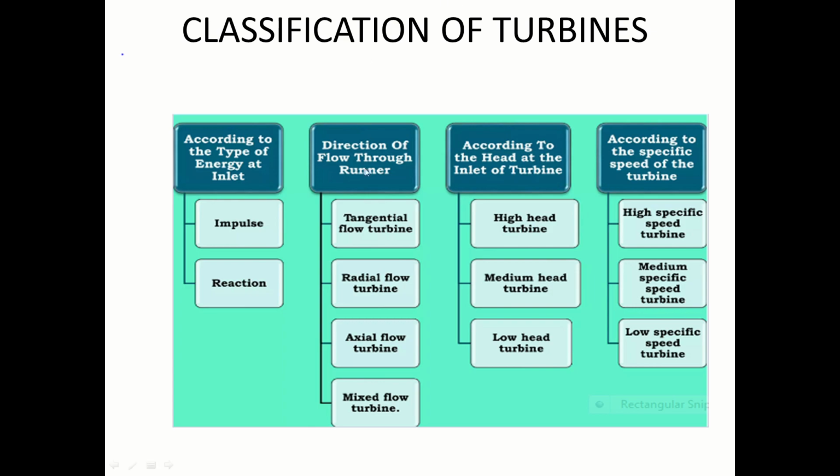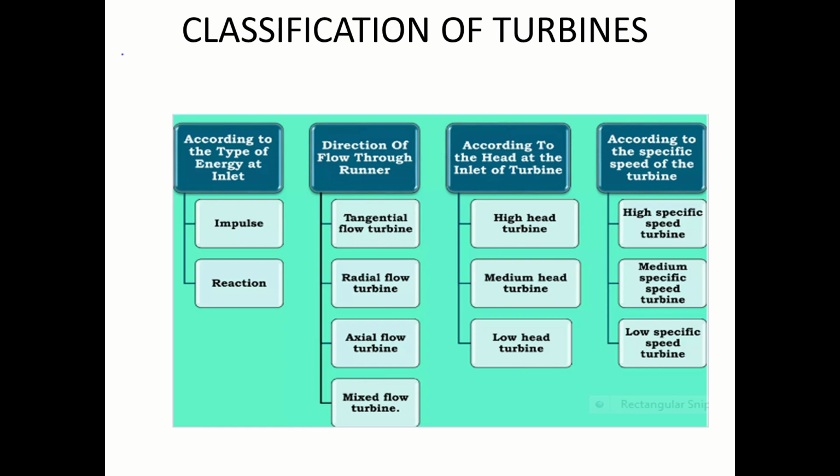Coming to the second type of classification, that is direction of flow through the runner. Depending upon the direction of flow, that means in which direction the water is entering the turbine or in which direction the water is leaving the turbine, based on that, the turbines are classified into four types. First one is tangential flow turbine. Second one is radial flow turbine. Third one is axial flow turbine. Fourth one is mixed flow turbine. We will go into details in the next few minutes.